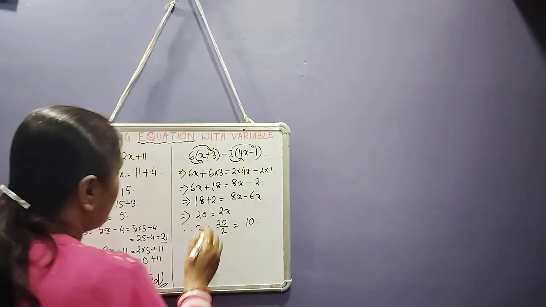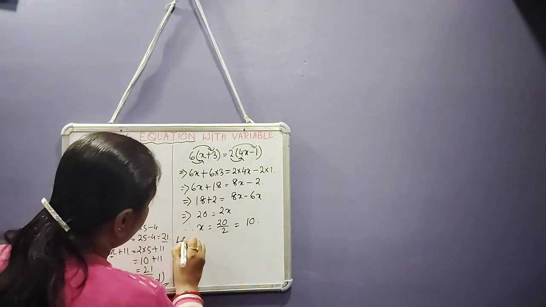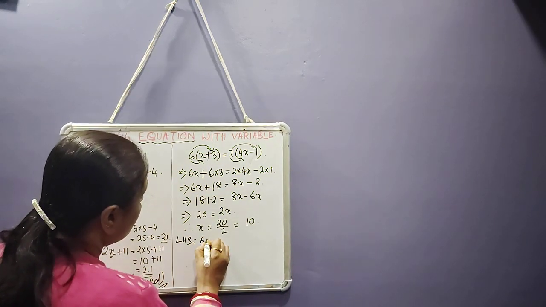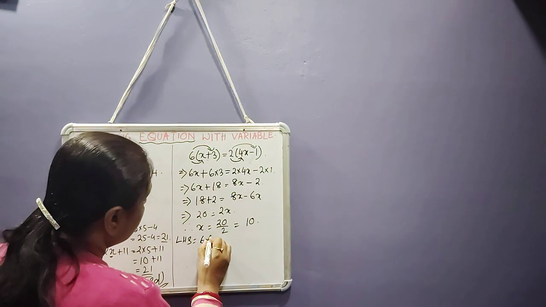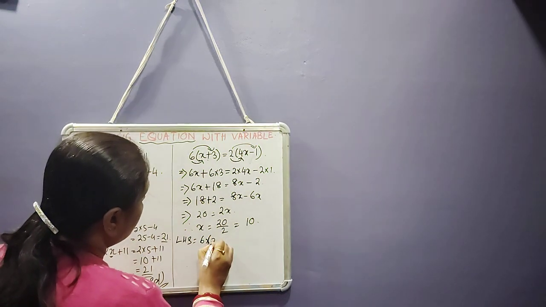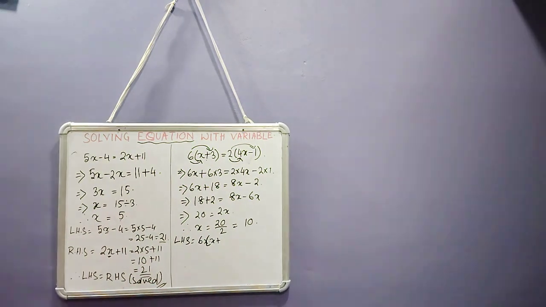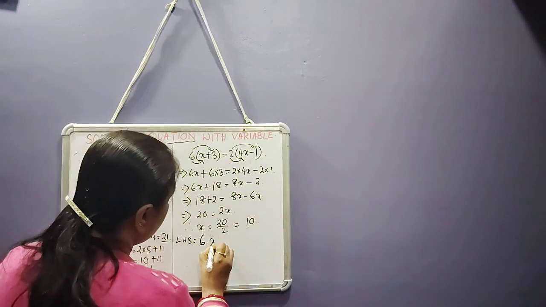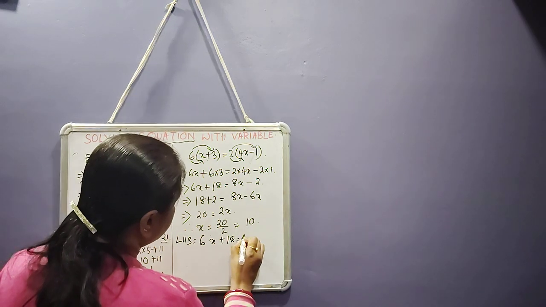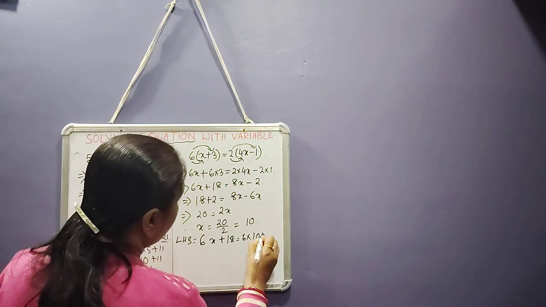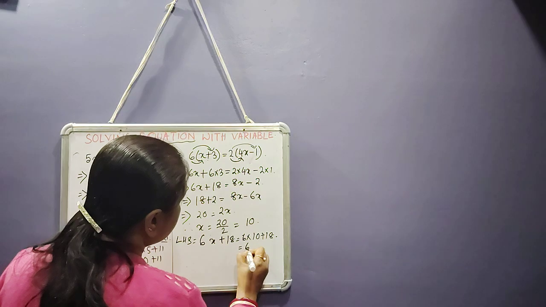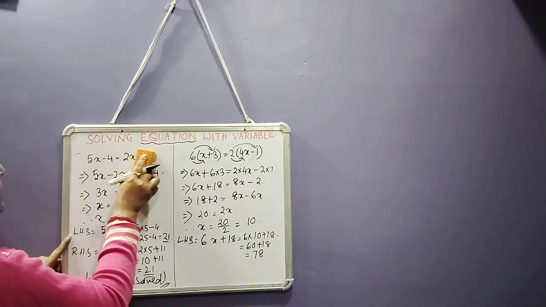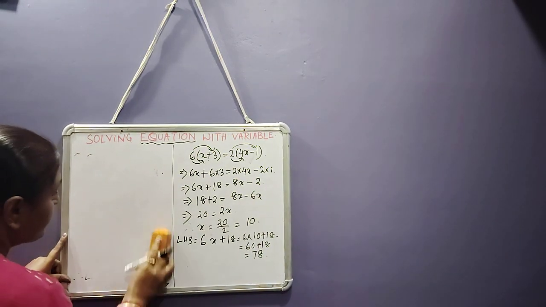Now put this value over here. Left hand side is how much? You can directly write the second line, 6x plus 18. 6 into 10 plus 18, that means 60 plus 18 equal to how much? 78. Now solve for the right hand side.